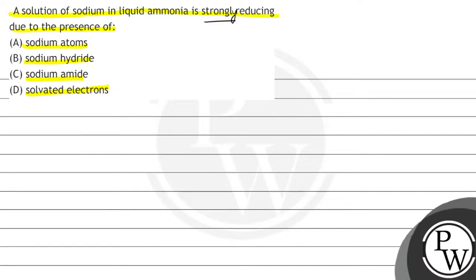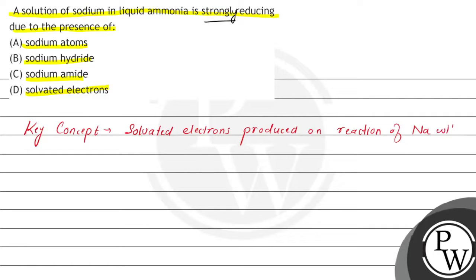इस क्वेश्चन का की कॉन्सेप्ट है solvated electrons produced on reaction of sodium with liquid ammonia. देखते हैं what is this reaction and what are these solvated electrons that are produced.